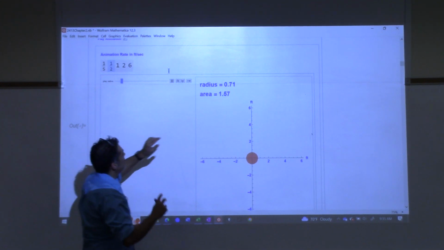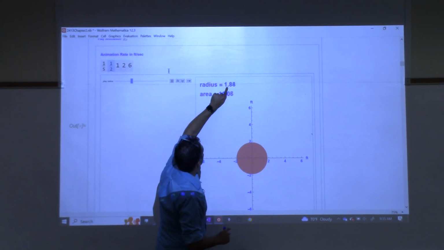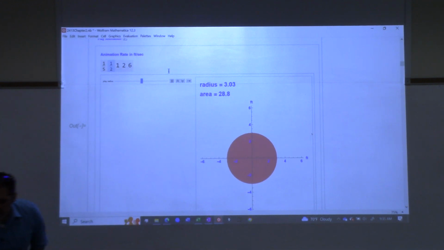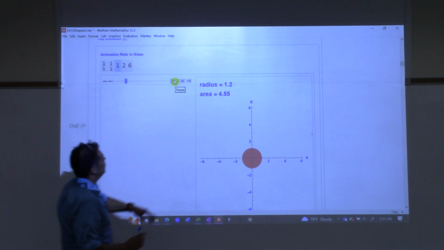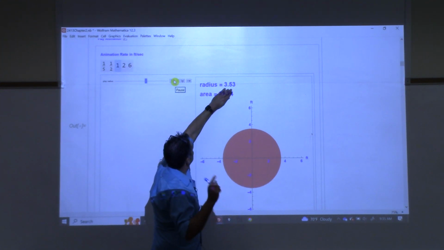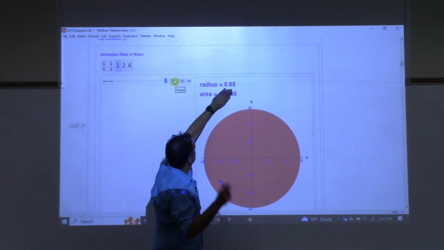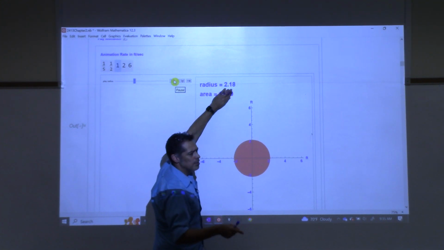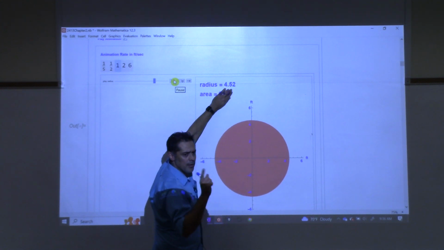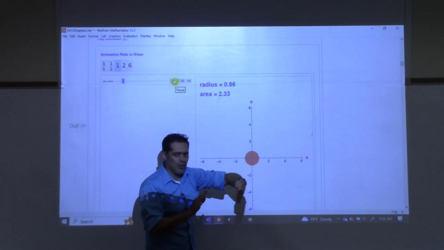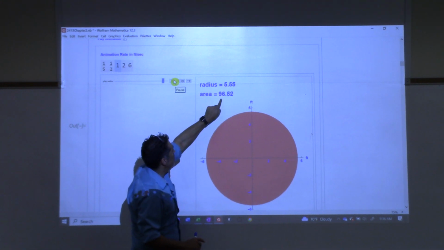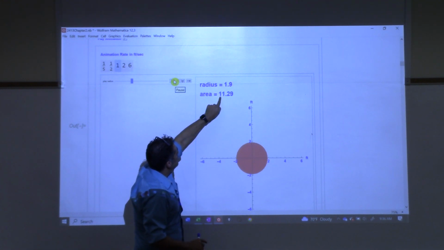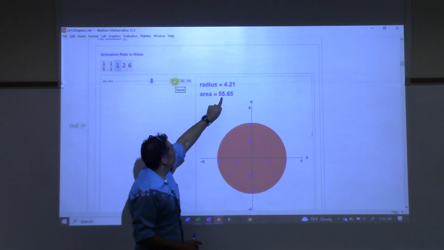Let's take a different perspective. Look at this number for radius. Look at how it's changing. I'm going to speed it up a little bit more so we can kind of count. 1, 2, 3, 4, 5, 6. That radius is growing at a constant rate. How about the area? Is that area growing at a constant rate? 2, 3, 4, 5, 6. What does that look like it's doing to you?